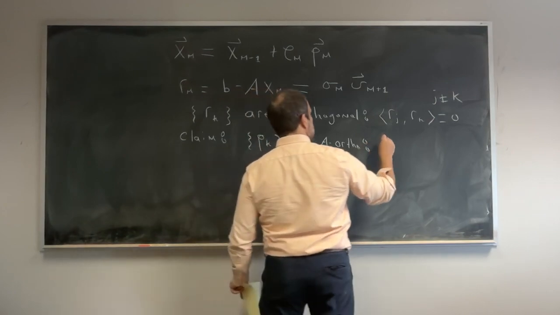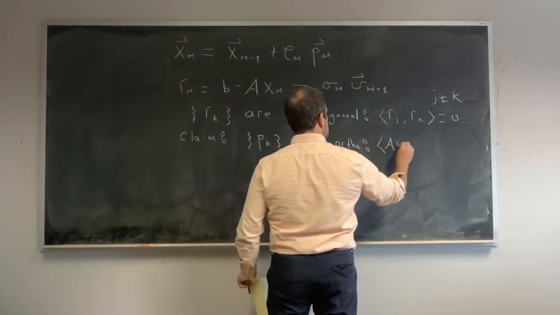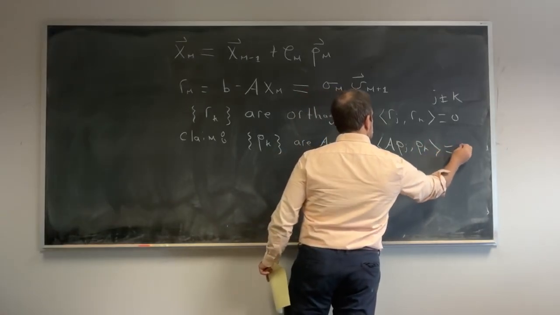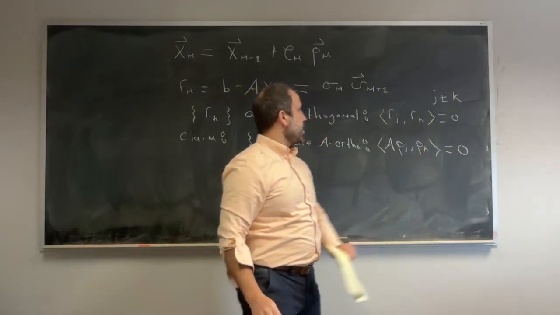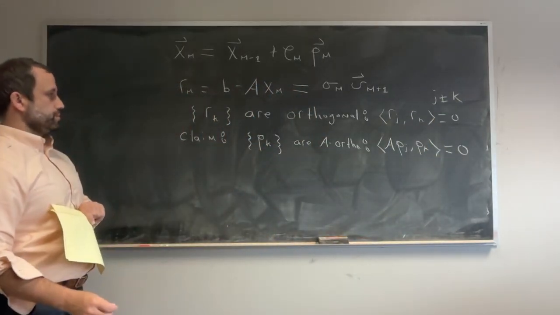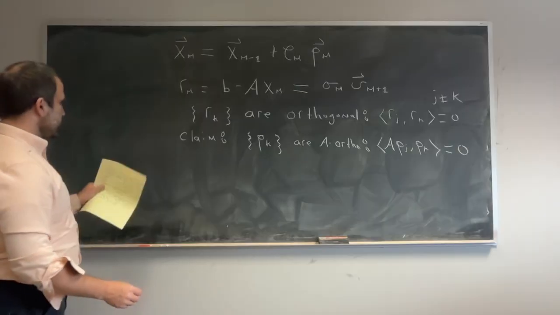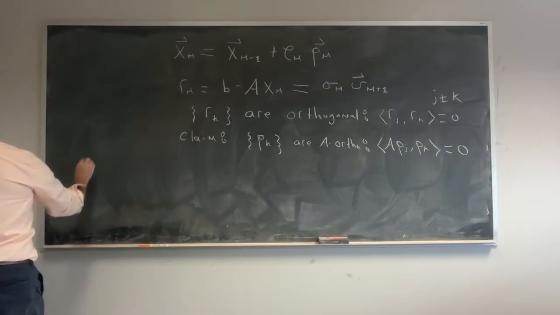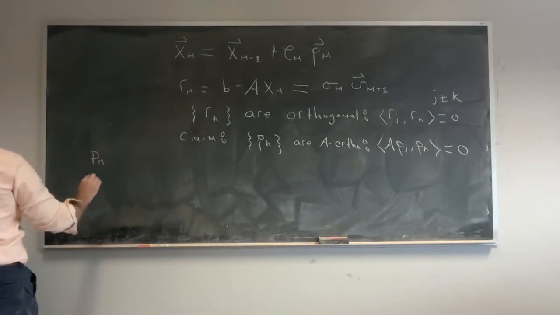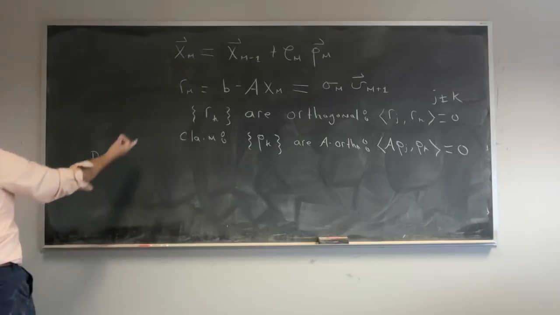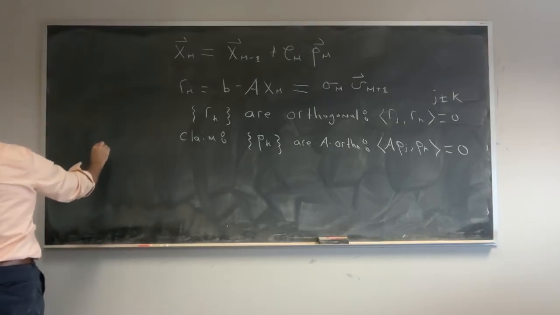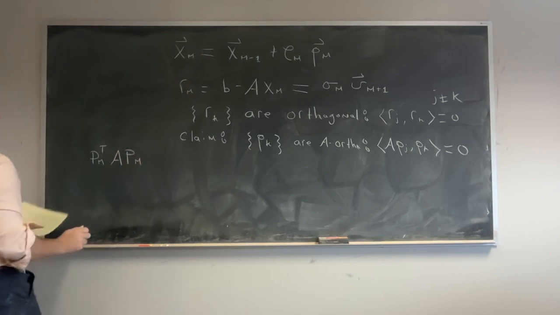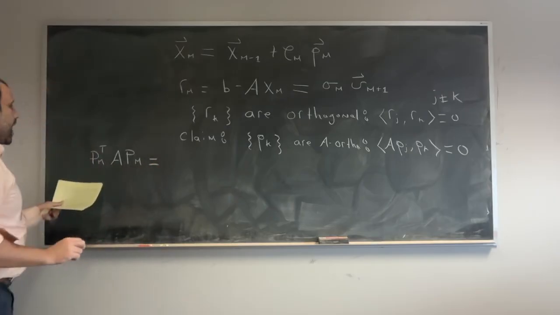Okay, so what I mean by that is if we do (A p_j, p_k), that's going to be equal to 0, and again for j not equal to k. Why is that true? It's a fairly straightforward computation that I can just do across the line here. So what I need to show then, if P_m is a matrix whose columns are the p vectors, we're going to have P_m transpose times A P_m. Now I need to show that this is a diagonal matrix.